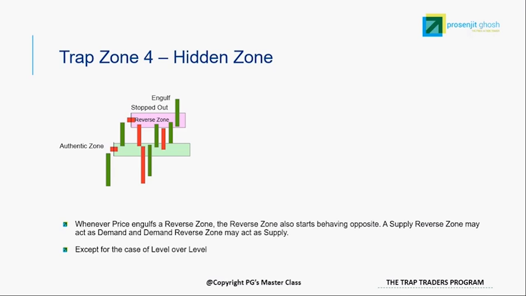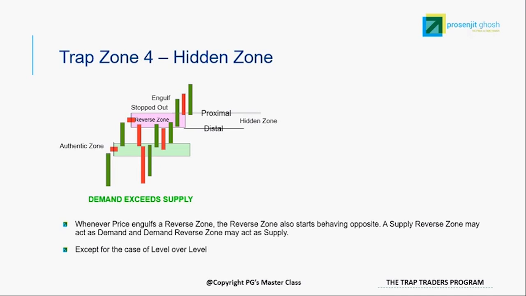Once it becomes a demand, we need to check whether this engulf or this stop out of the reverse zone happened because of a level over level or not. If it has happened because of a level over level, then we know the hidden zone will not form. They are just playing with the novices. So that is one check we need to do. And if there is no level over level, then what is going to happen? Price is going to come down. We are going to mark our proximal line and distal line, and the hidden zone is going to work beautifully.